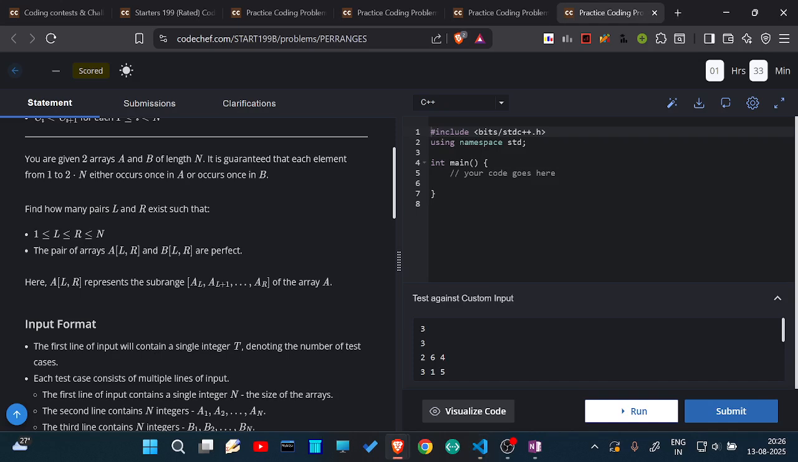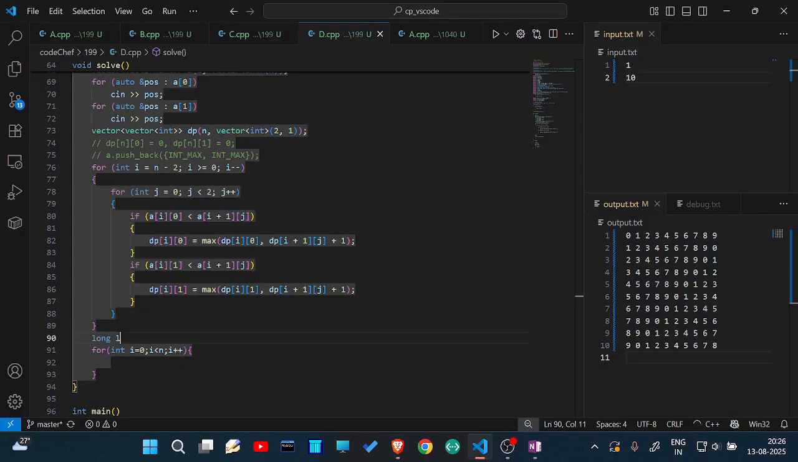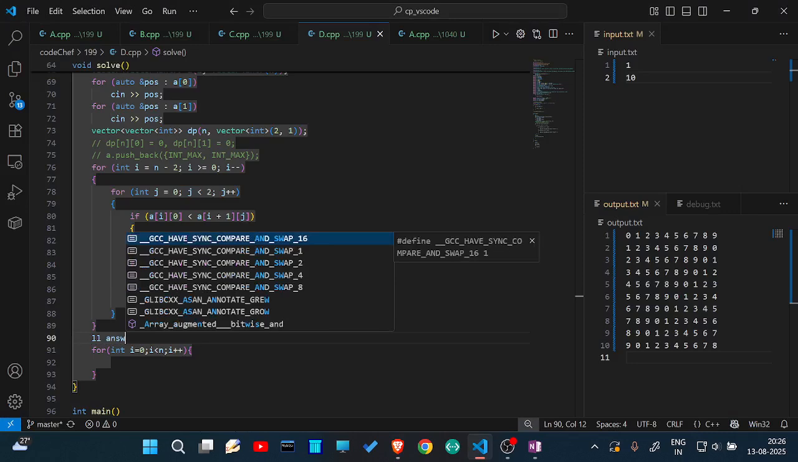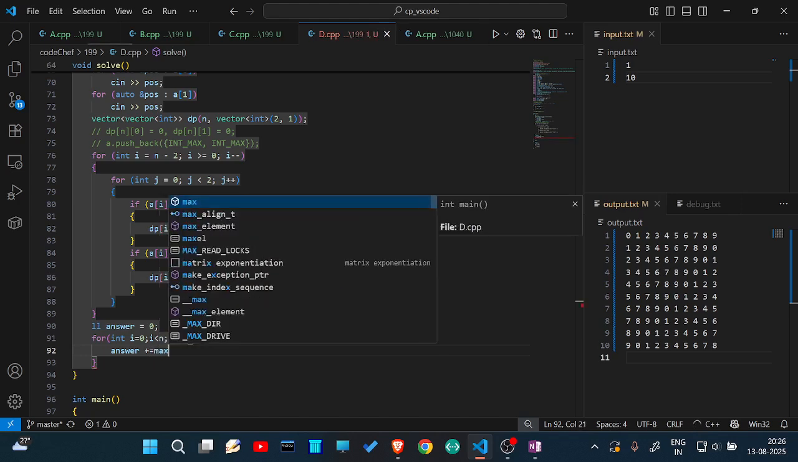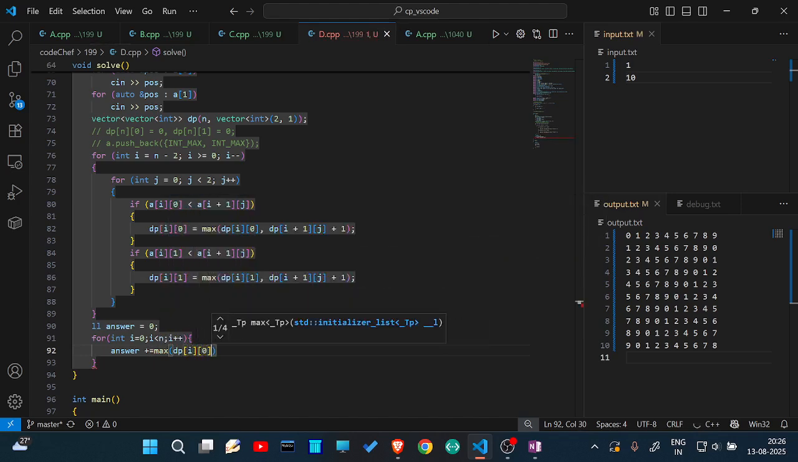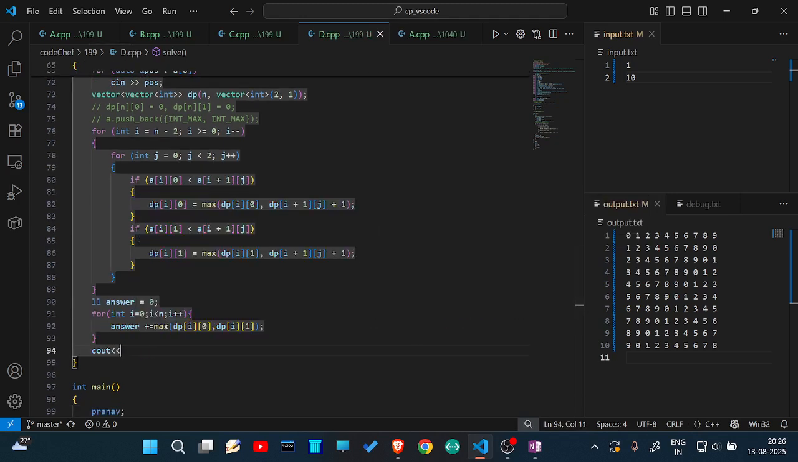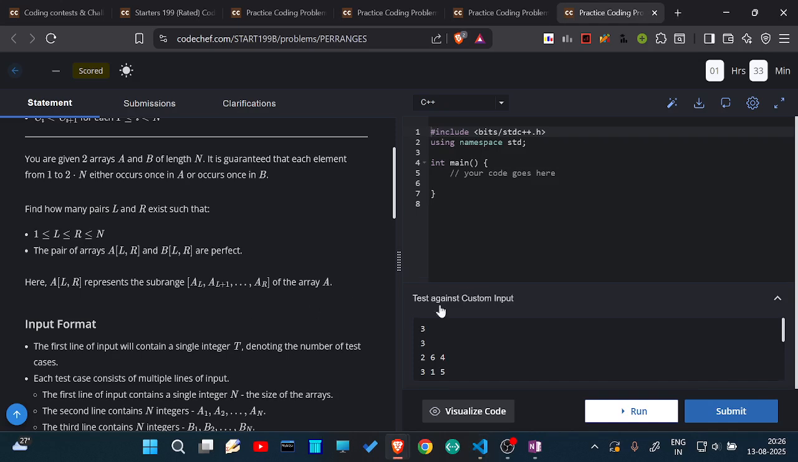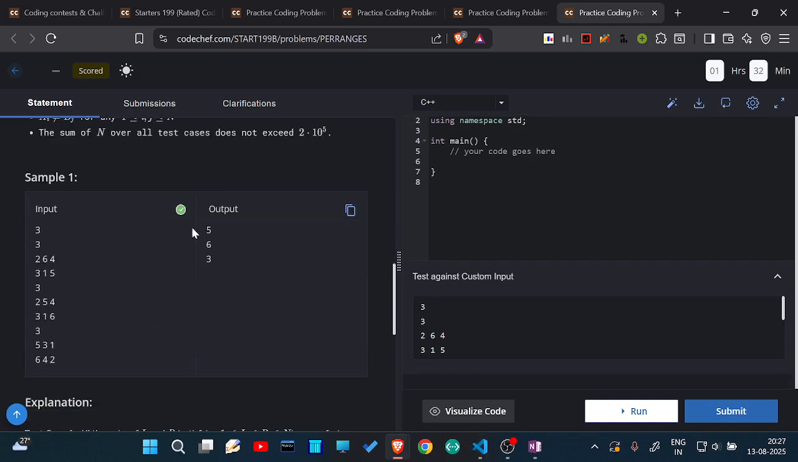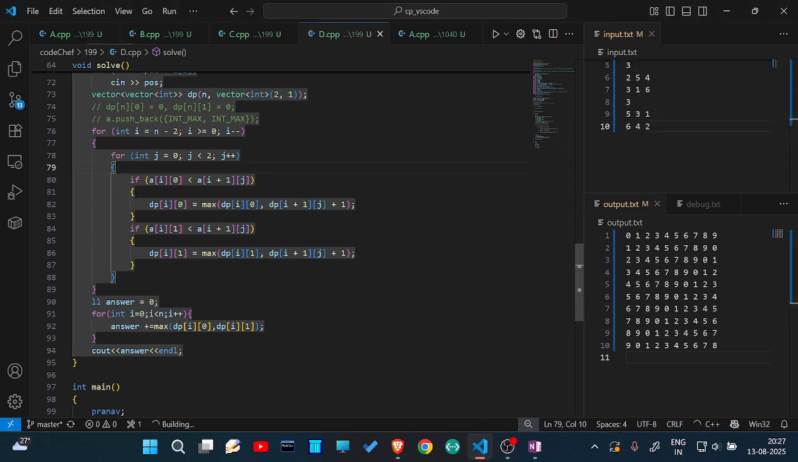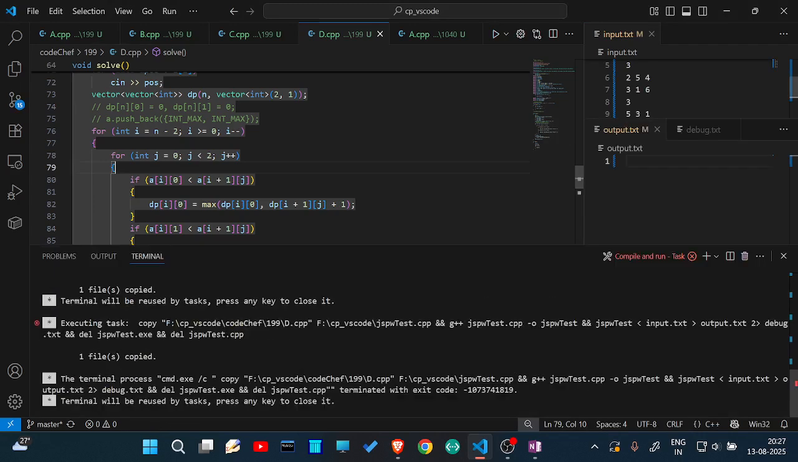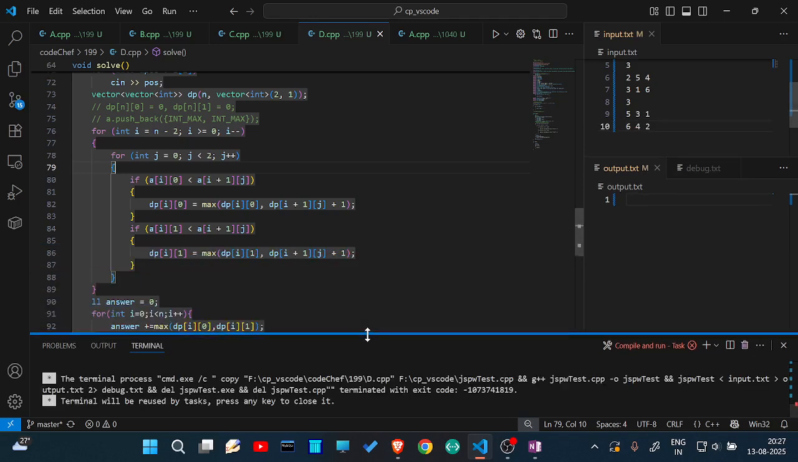The number of subarrays, so it's the answer. I comma 1, cout answer. Yeah, let's see if this works or not. What? Oh, what's wrong?